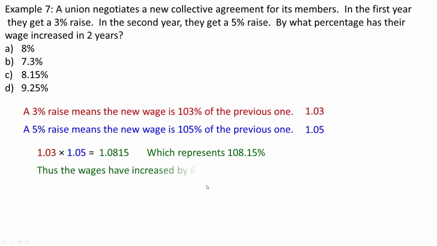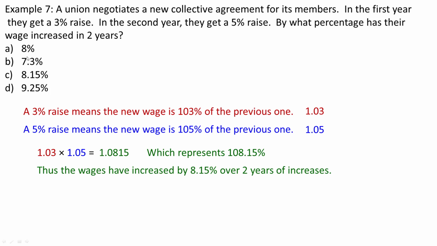So that means that their wages have increased by 8.15% over 2 years. Okay, so it's a little more than 8% because this 5% is already on a larger amount that's been increased by 3%. And you might say, well, that's not very much. 8.15% isn't much more than 8%.